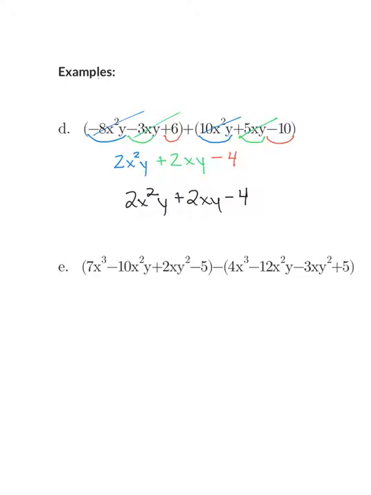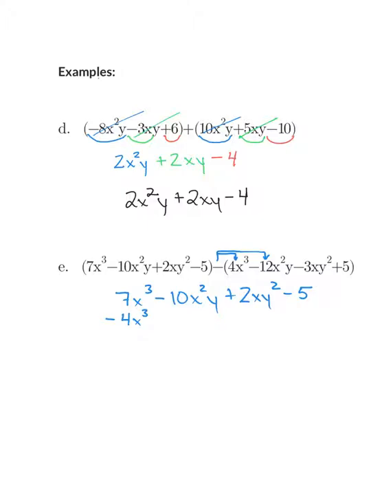So the first thing I'm going to do is rewrite the first polynomial again. So I have 7x cubed minus 10x squared y plus 2xy squared minus 5. When I distribute my negative, I get minus 4x cubed. That will go underneath 7x cubed.